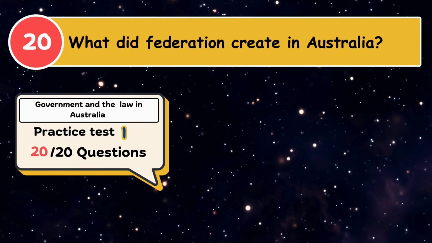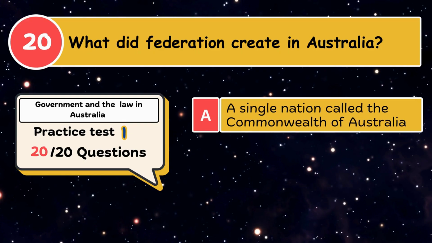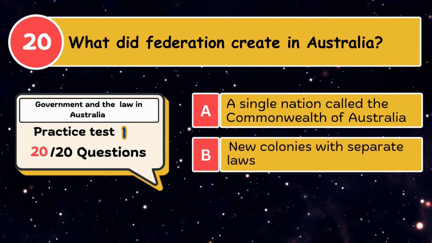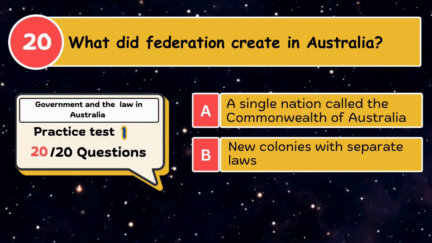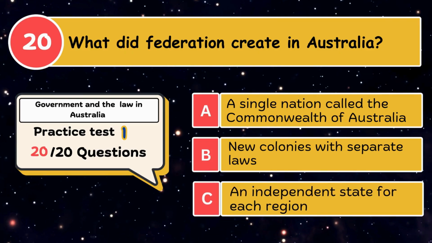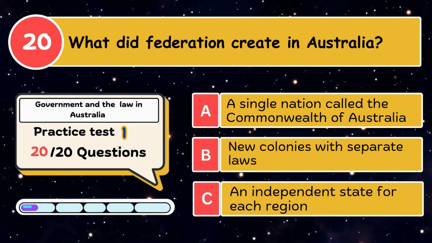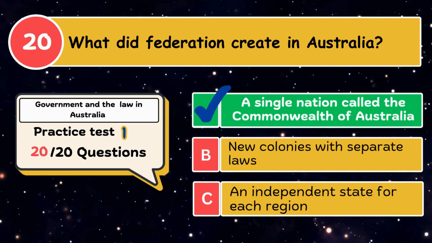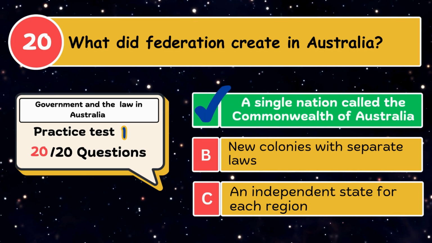What did the Federation create in Australia? A. A single nation called the Commonwealth of Australia. B. New colonies with separate laws. C. An independent state for each region. The correct answer is a single nation called the Commonwealth of Australia.